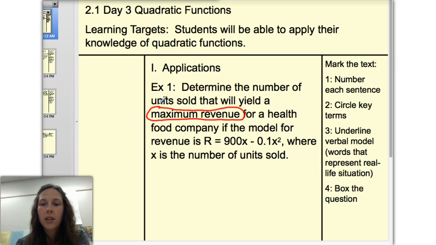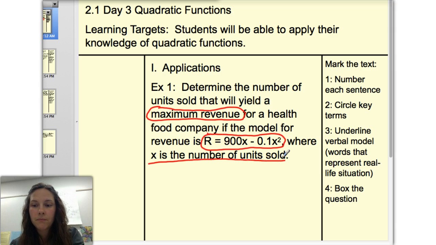For a health food company, if the model for the revenue is, and of course, anytime we're given an equation, that's going to be a key phrase or term, so to speak, where x is the number of units sold. That, again, is going to be key information. And actually what I'm going to do there is underline that, because step three is underline verbal model. This is a verbal model. It's telling us what exactly x is representing.